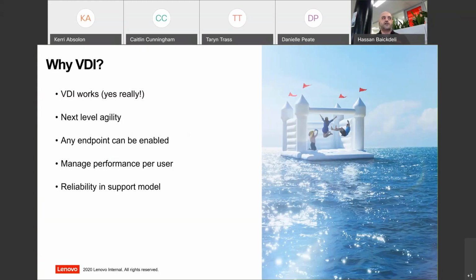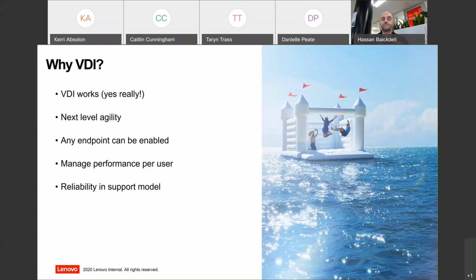So why VDI? VDI works. It really does. And when VDI for specific use cases is catered effectively, it becomes next level. When you're looking at elements of security you're trying to bake into your organization, collaboration elements, as well as deployment, it really delivers next level agility. Any endpoint can be enabled to deliver VDI, and that's probably the most compelling thing about it. You can manage performance per user as well.